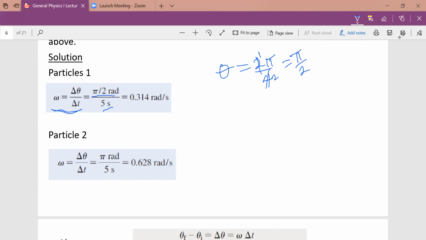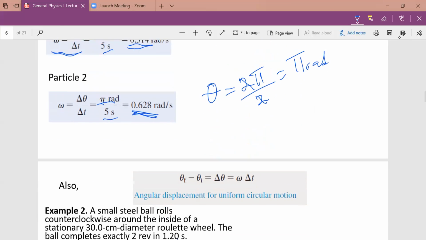Pi is a constant, and when you divide that, you get 0.314 rad per second. But particle 2 covered half the revolution of that circle in 5 seconds. So half of 2 pi takes care of the 2, so the particle went pi rad distance. That's why we have the pi rad here, and it did that in 5 seconds. So we get the angular velocity to be 0.628 rad per second.